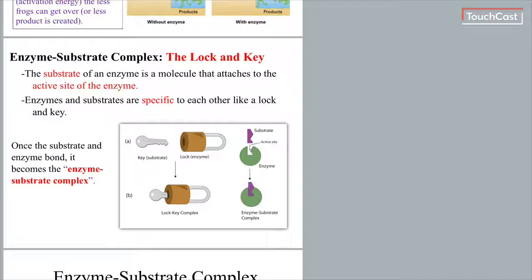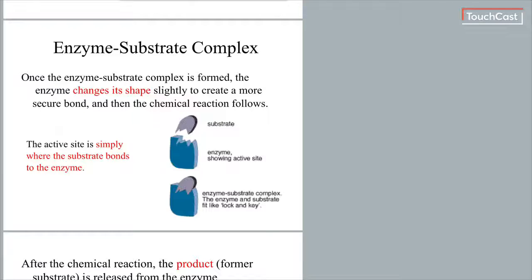Enzymes are very, very particular, and only certain substrates can match up with certain enzymes, and this is called a lock and key model. The substrate of an enzyme is a molecule that attaches to the active site of the enzyme. Enzymes and substrates are specific to each other, like locks and keys. Once the substrate and enzyme bond, it becomes an enzyme-substrate complex. And the enzyme changes its shape slightly to create a more secure bond, and then the chemical reaction follows.